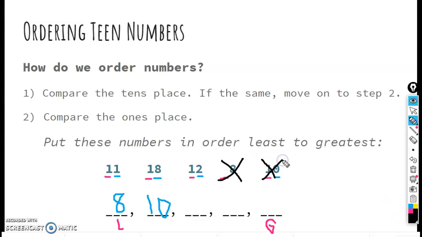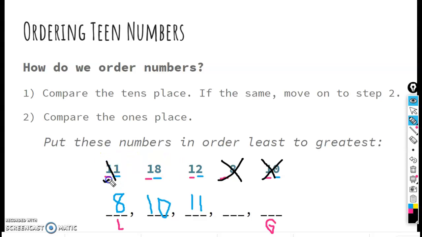Now I have 11, 18, and 12 left. Which one has the least number of ones? 1 one, 8 ones, or 2 ones? 1 one. So that would be 11 is next. And I'll cross it off.